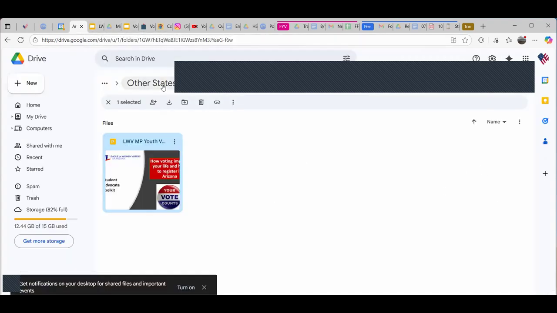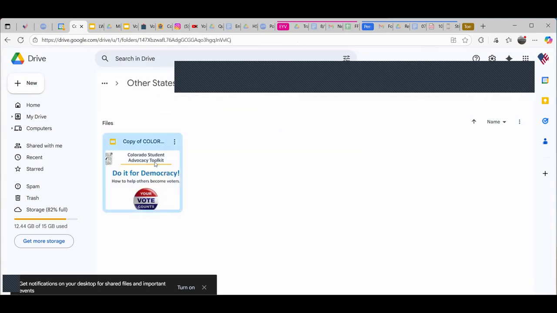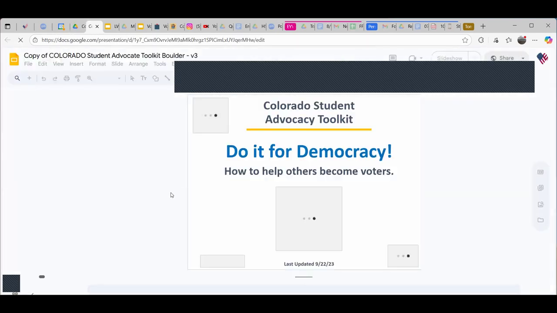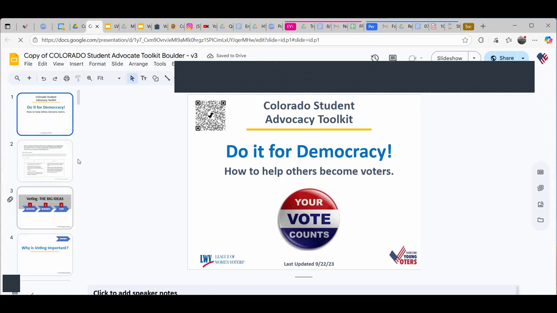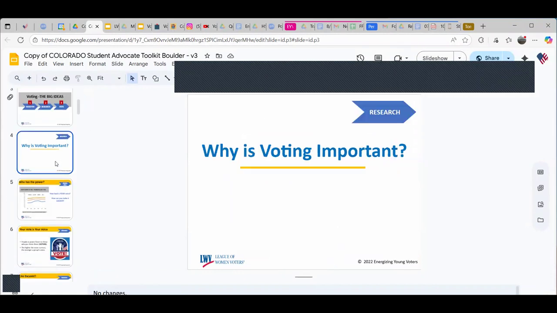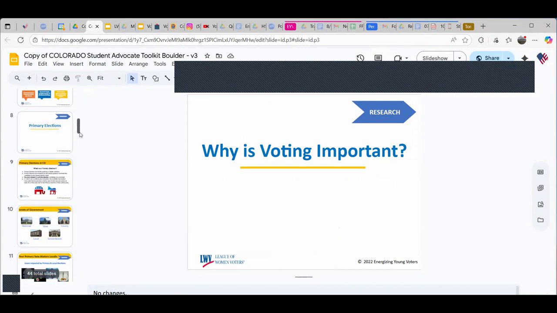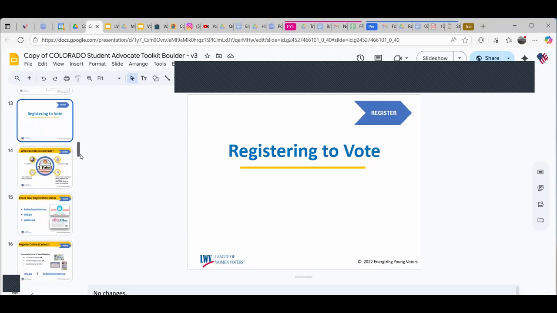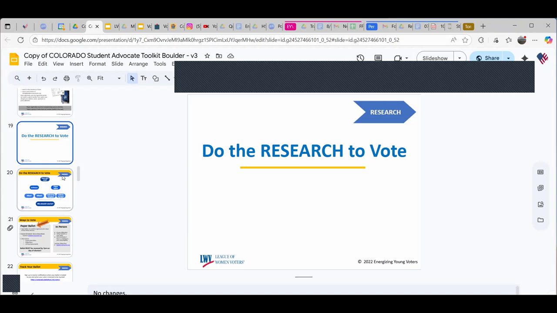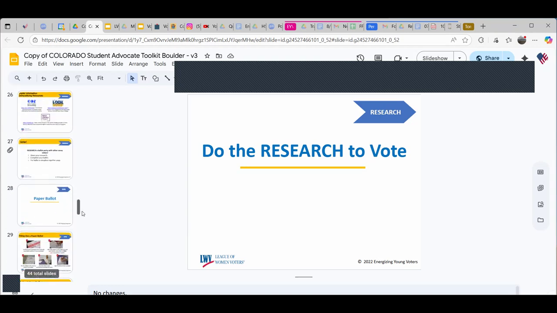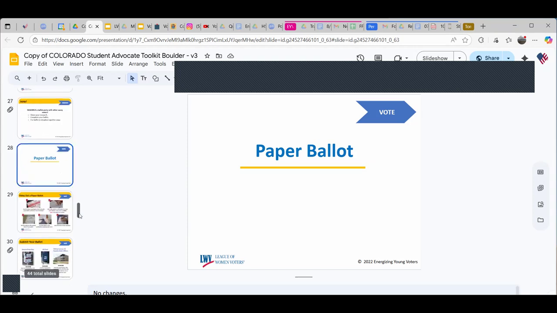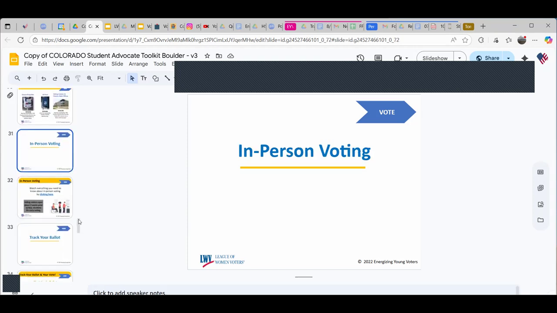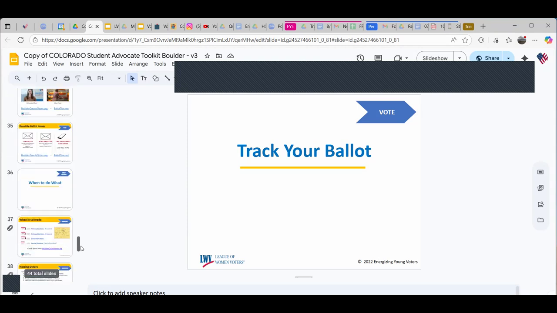Colorado's has a different template, which I think is very clean and clear. And they also have those pages. It doesn't stand out as much in theirs, but why is voting important? What they need to know about primaries. How do you register to vote? Doing research to make your decision. How do you use the paper ballot? How do you vote in person? How do you track your ballot?